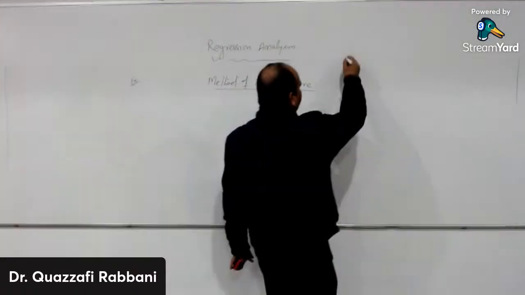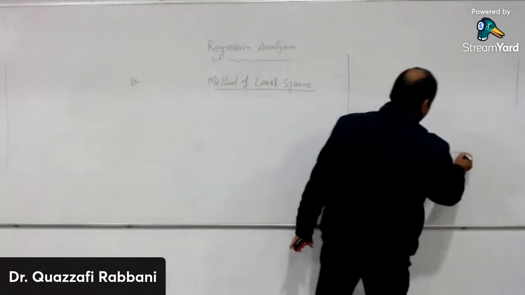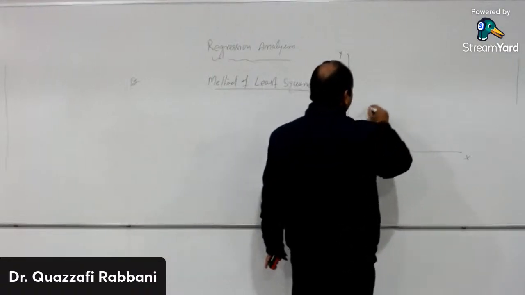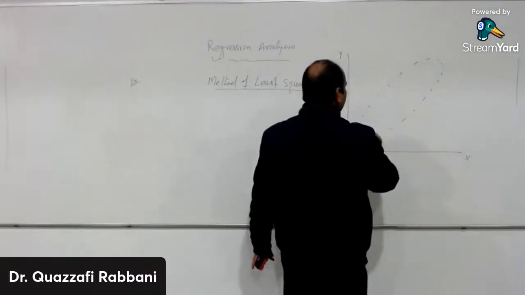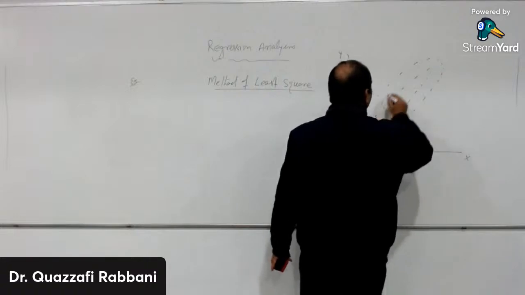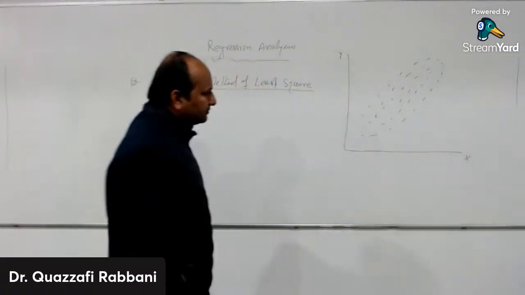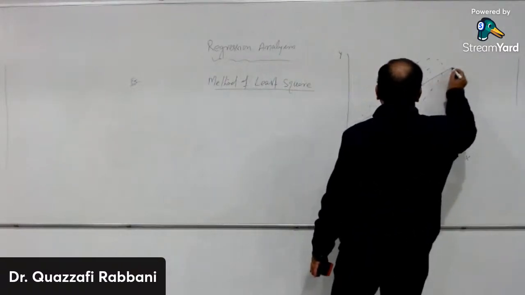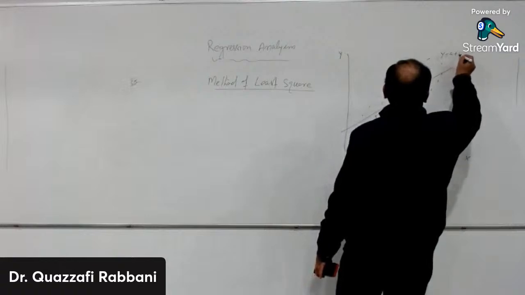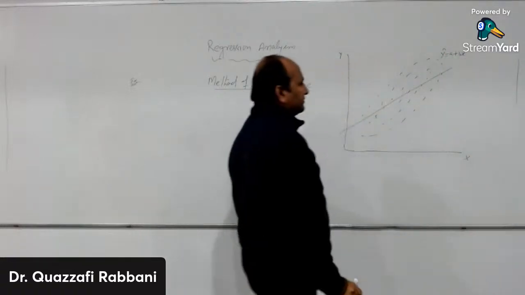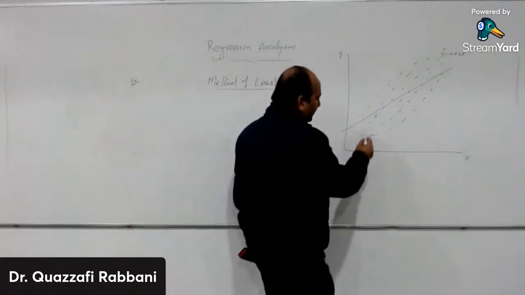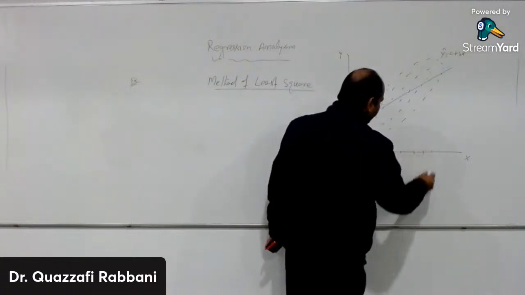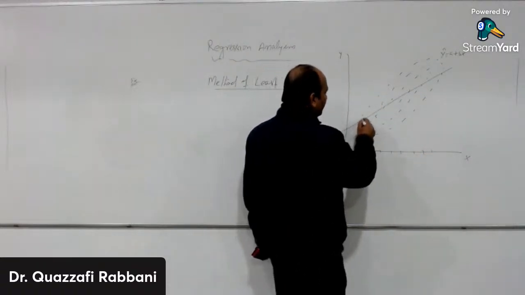Suppose we have the observations x and y, and this is the scatter plot, the values corresponding to x and y. Now we draw an estimated line, that is y is equal to a plus bx. This is the estimated value of y. For each value of x, you will get the estimated value of y.